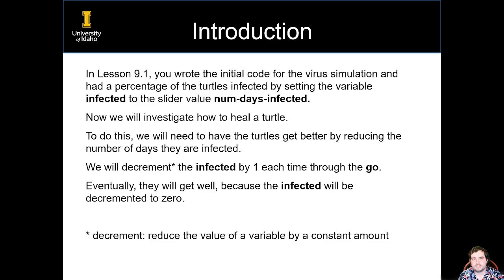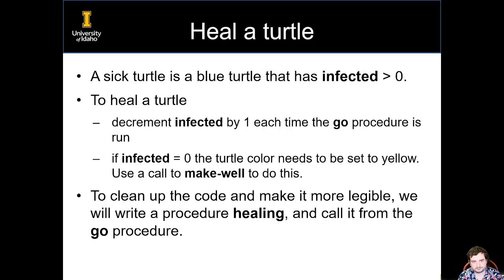In order to do this, we need the turtles to get better by reducing the number of days that they are infected. We're going to decrement the infected rate by 1 every time we go through the go function. Eventually, they're going to get well because the infected is going to get to 0, and once they're at 0, they're going to be healthy. In case you don't know, decrement will reduce the value of a variable by a constant amount. So we're going to be reducing it by 1.